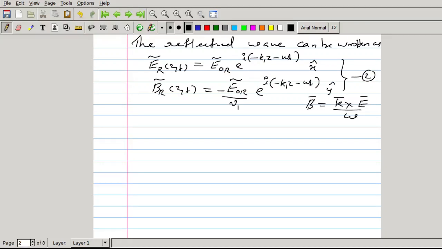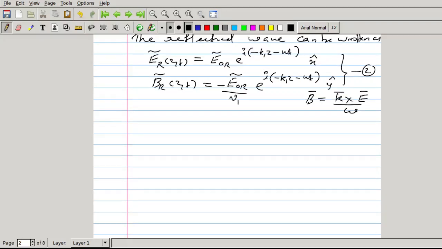So the direction of B should be along the direction of k cross E. You can find the direction in that way also.